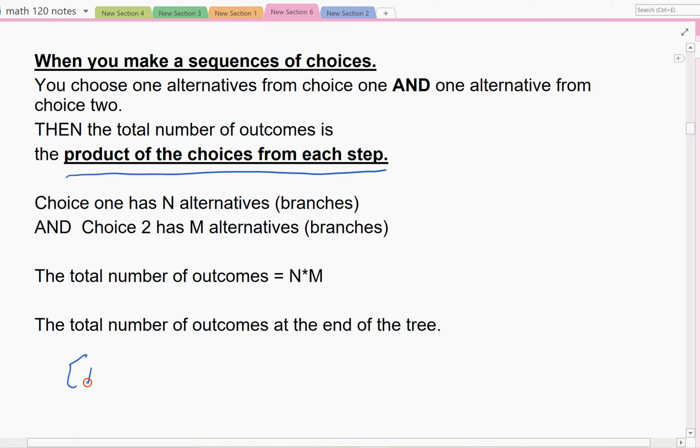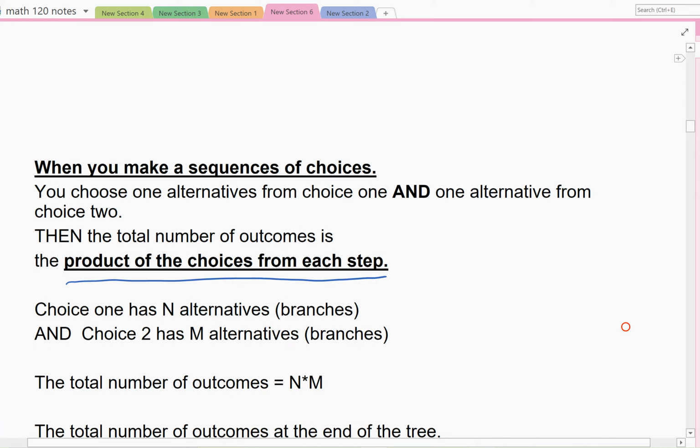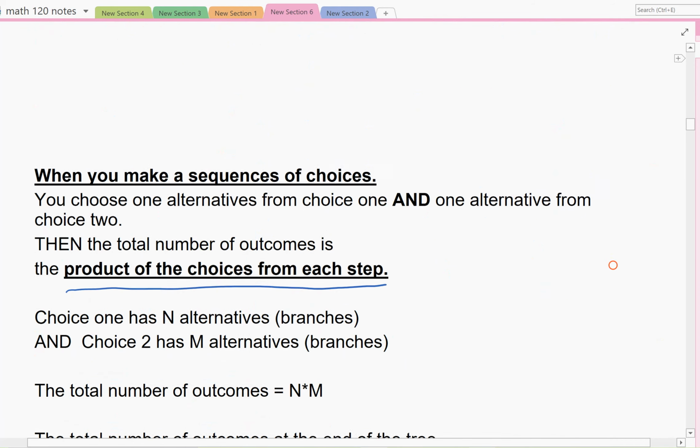So in my example, I had 3 outcomes for N, 2 outcomes for M, and there were 6 total outcomes at the end of the tree. If you go back and look at my tree, 1, 2, 3, 4, 5, 6 total different things that could happen if I have 3 choices from step 1 and I pair it with 2 choices from step 2.